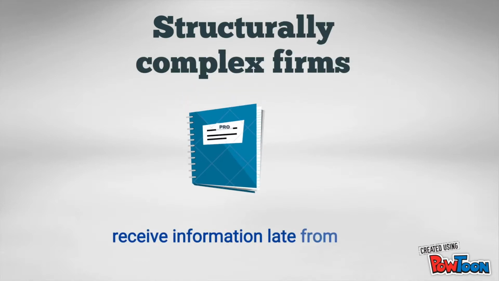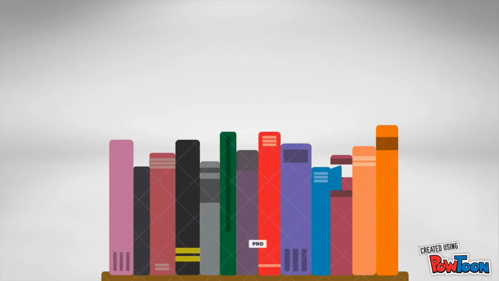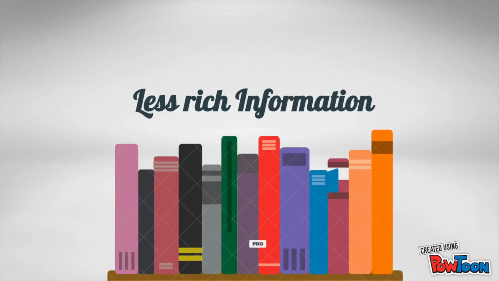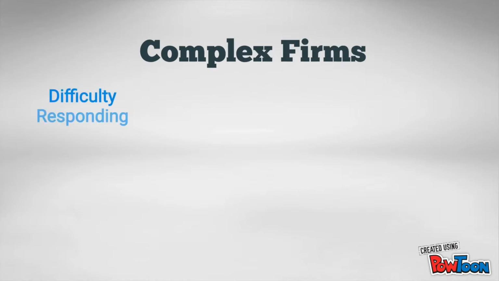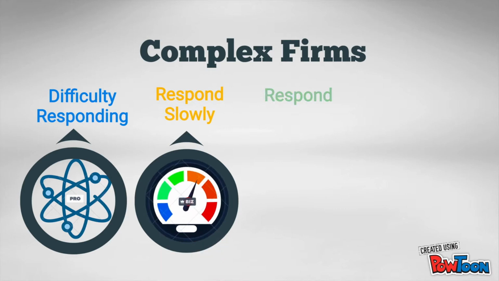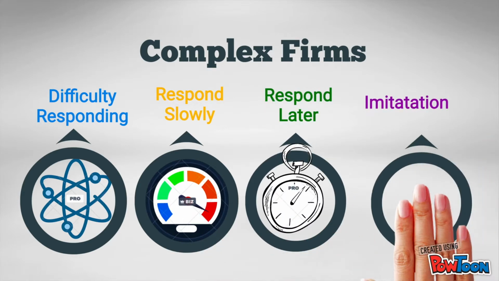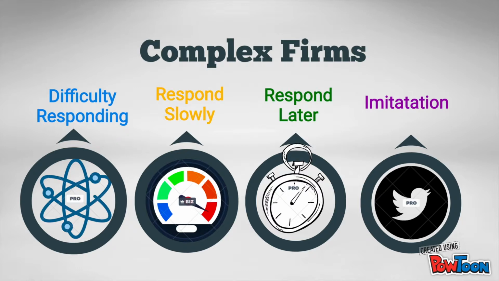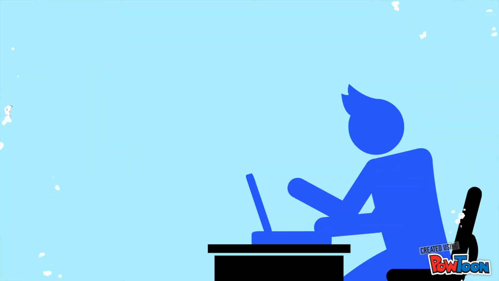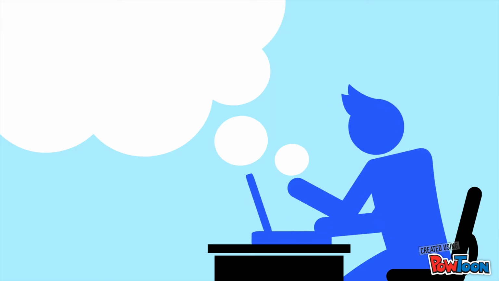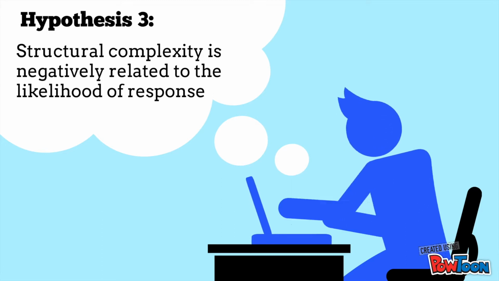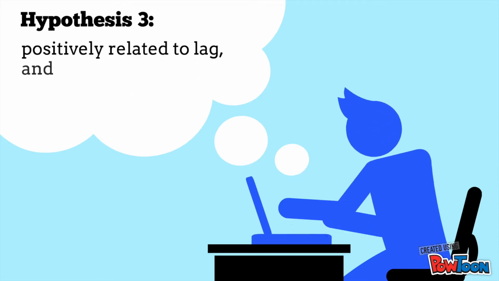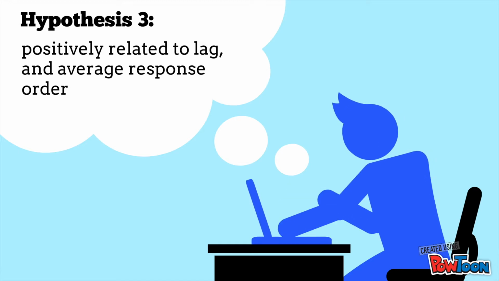The authors argued that decision makers in structurally complex firms will receive competitor information late and less rich information with which to develop alternatives. Thus, they will have difficulty responding, respond slowly and later, and be more likely to follow and imitate the actions of rivals than those in structurally simpler firms. The above suggests Hypothesis 3: structural complexity is negatively related to the likelihood of a response and positively related to lag and average response order.